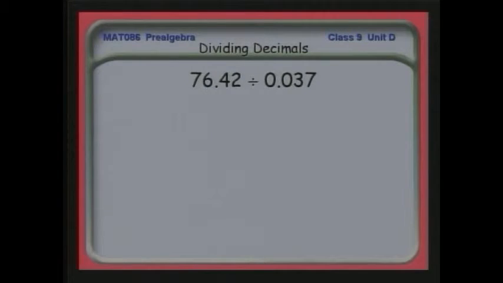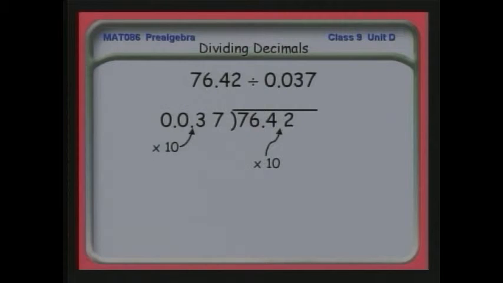Let's look at another example that extends this procedure a bit. We have 76.42 divided by 37 thousandths. Let's perform this division and see what happens. What we need to do, you remember, is divide by a whole number. So we need to keep multiplying by tens until we get 37. Let's do it little by little.